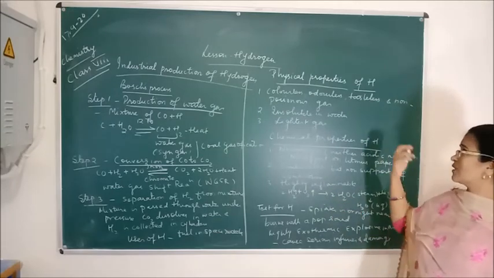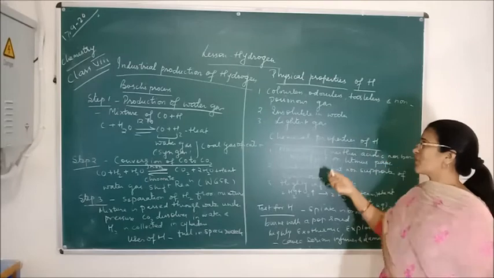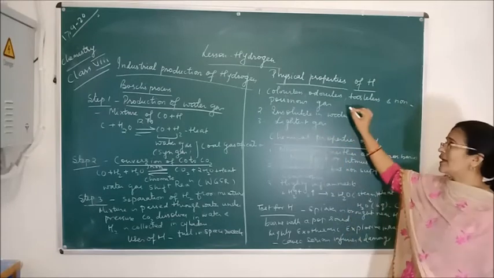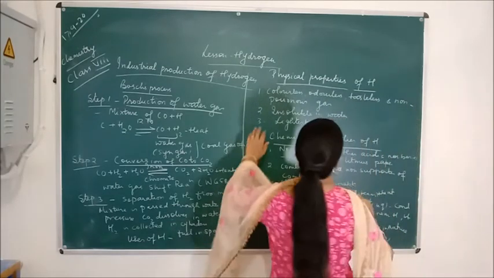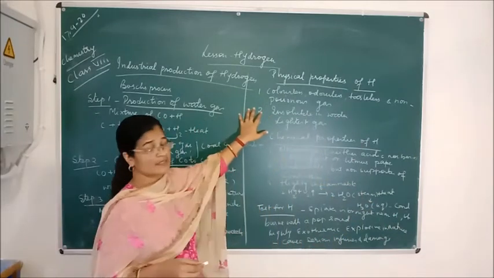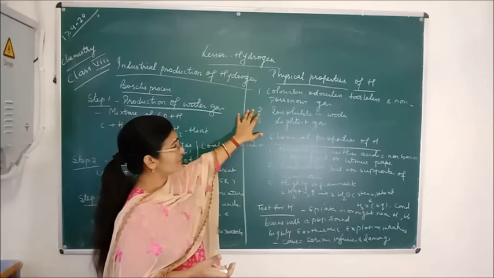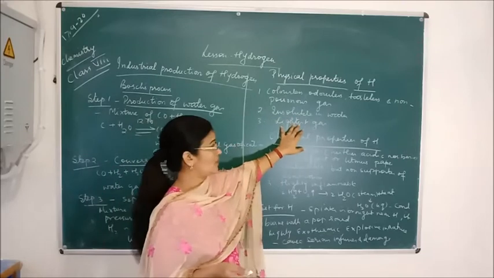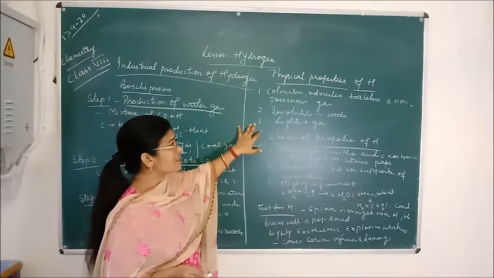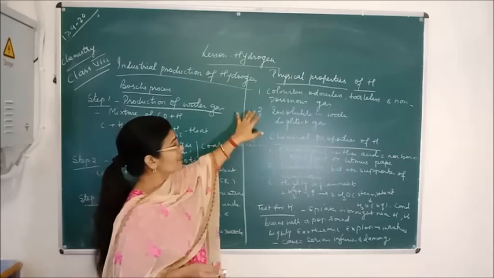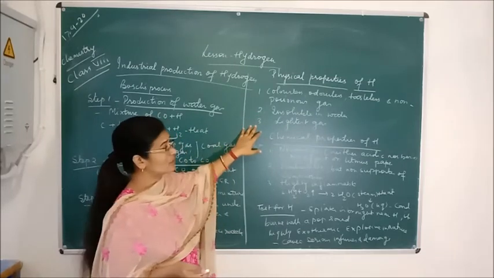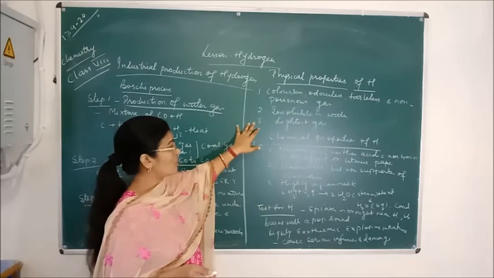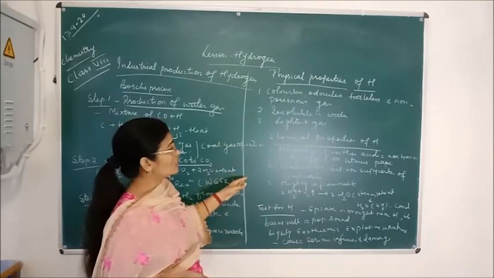So what are the physical properties of hydrogen? The first main physical property is hydrogen is colorless, means it doesn't have any color, odorless, it doesn't have any odor, as well as it is a tasteless gas, and a non-poisonous gas. The second main property of hydrogen is that it is insoluble in water. And the third one is it is the lightest gas on the earth. Because hydrogen is the lightest element, that's why it is the lightest gas, we can say, because it always exists in the gaseous form. So these are the three physical properties of hydrogen.